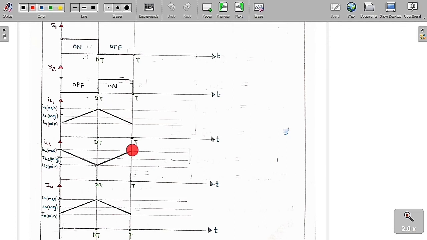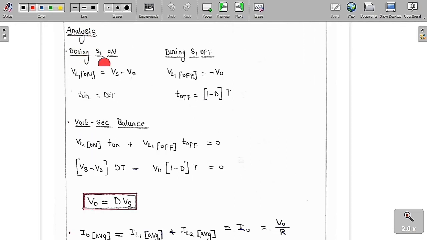So now we are going to analyze these graphs, or rather analyze the circuits. During switch S1 on, what is going to happen? Whenever switch S1 is on, diode D1 is off. Therefore the inductor voltage VL1 on is equal to Vs minus V0, whereas Ton is equal to DT. Similarly, when S1 is off, the inductor voltage VL1 off is equal to minus V0, whereas Toff is equal to (1 minus D) into T.